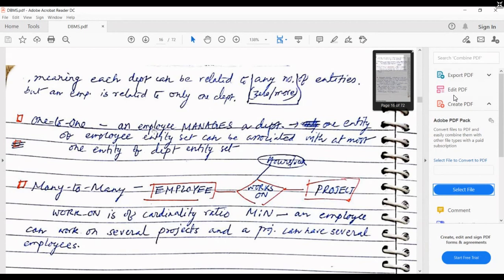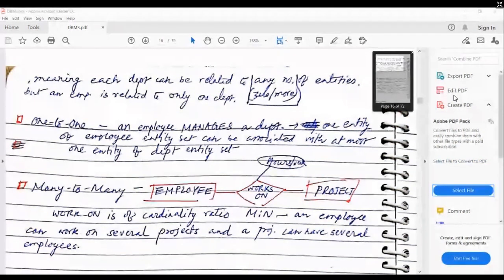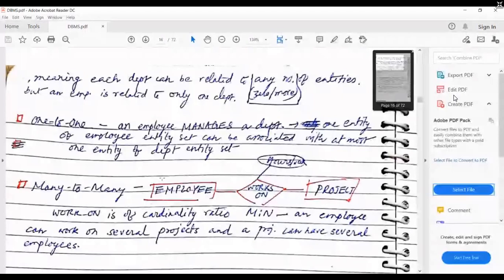Okay, so that is written here that when an employee manages a department, then the ratio between the manager and department, or HOD and department, is 1 is to 1. HOD manages department, the relationship is manages, so the cardinality ratio between HOD and department is 1 is to 1. And many to 1, many to 1, that means employee works on projects.